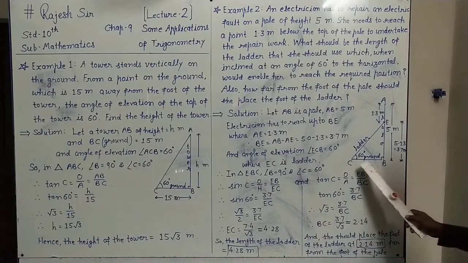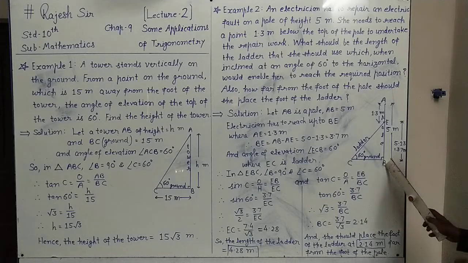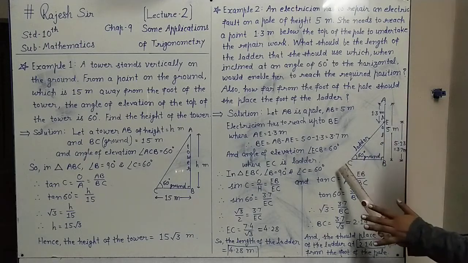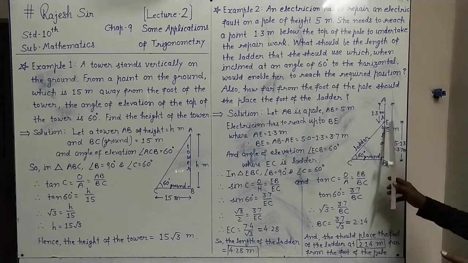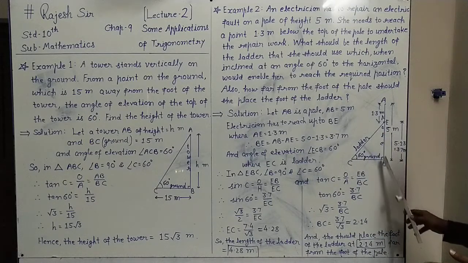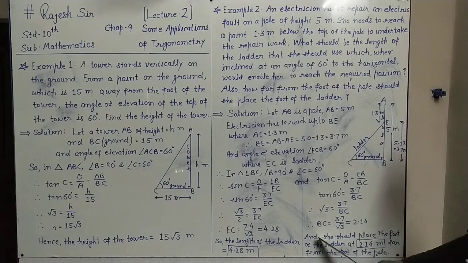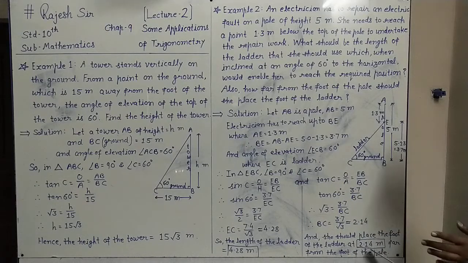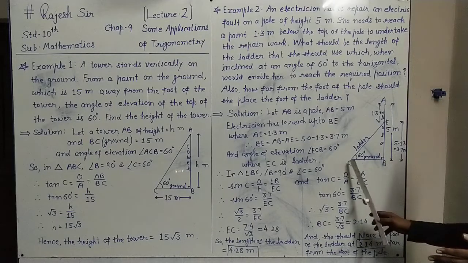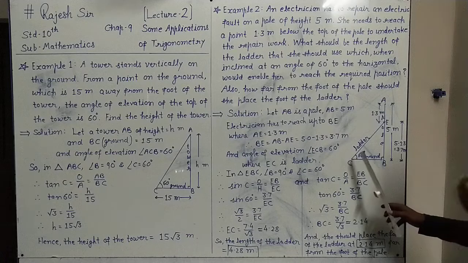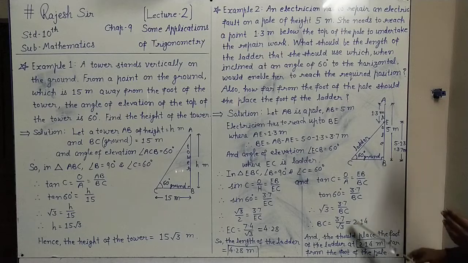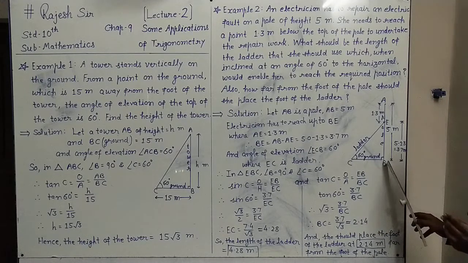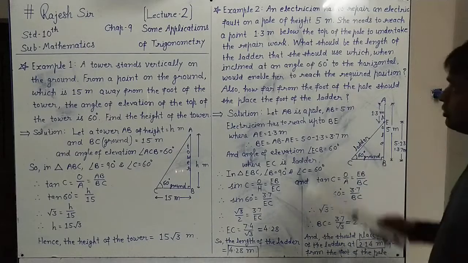And what is BC actually? B is the foot of the pole and C is the foot of the ladder. So how far must the foot of the ladder be from the foot of the pole? That is BC. So she should place the foot of the ladder, that is point C, 2.14 meters far from the foot of the pole. So this is the second answer we got.